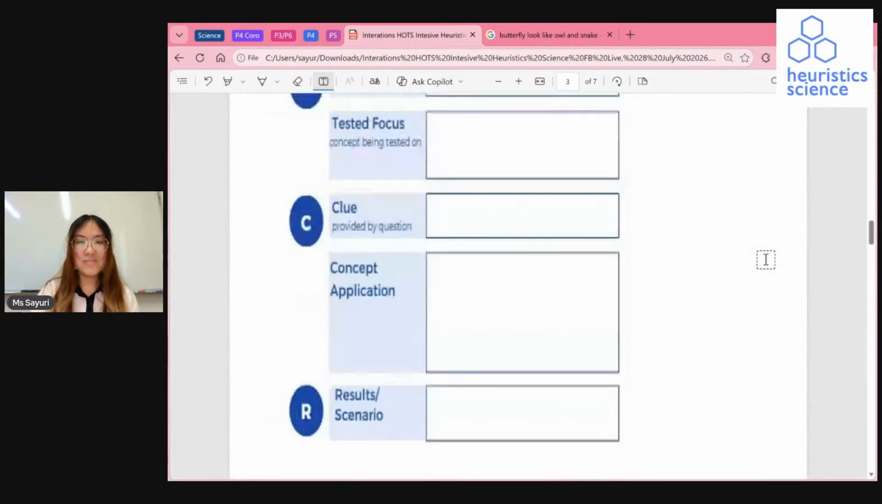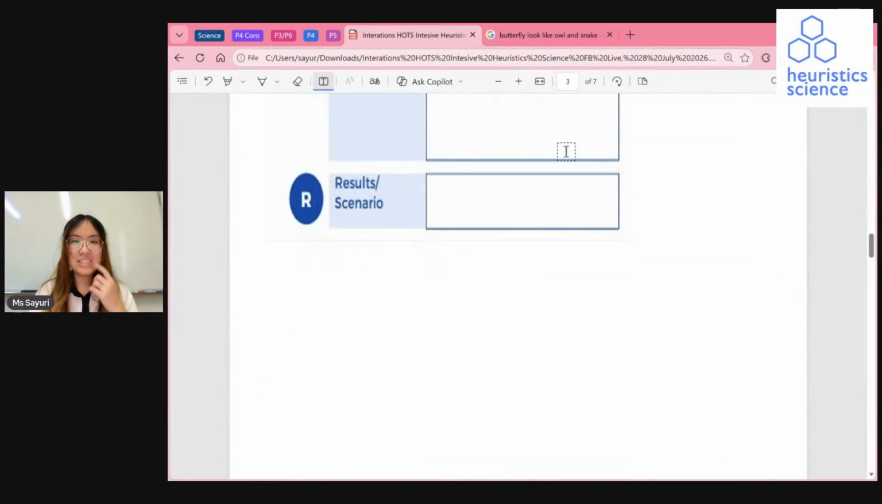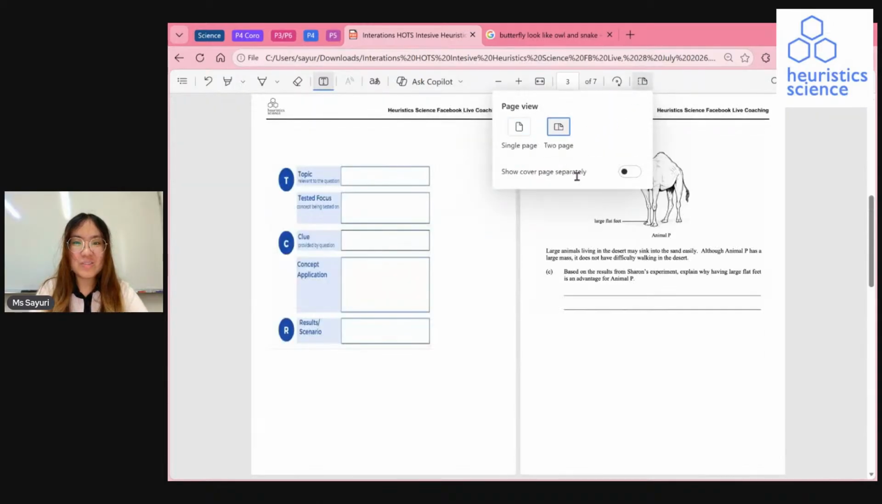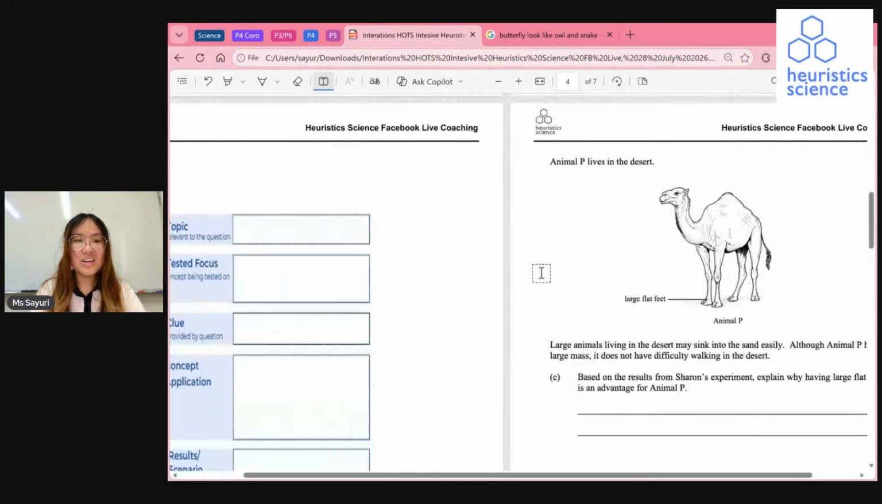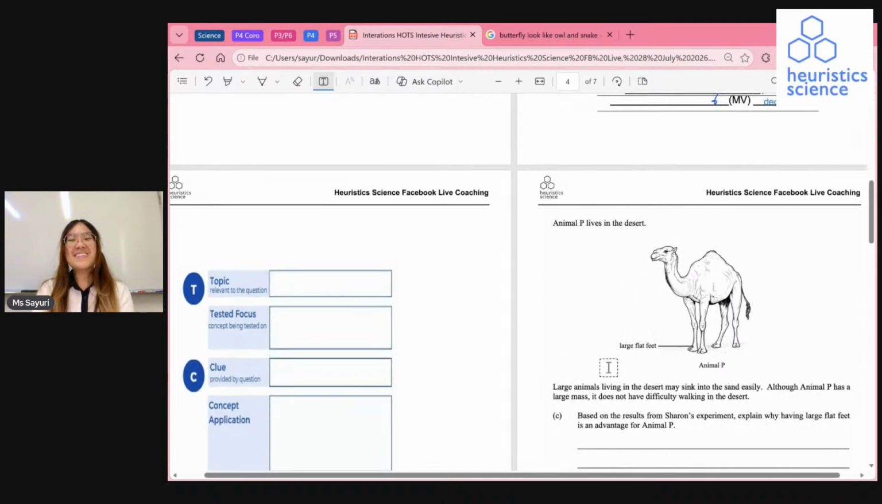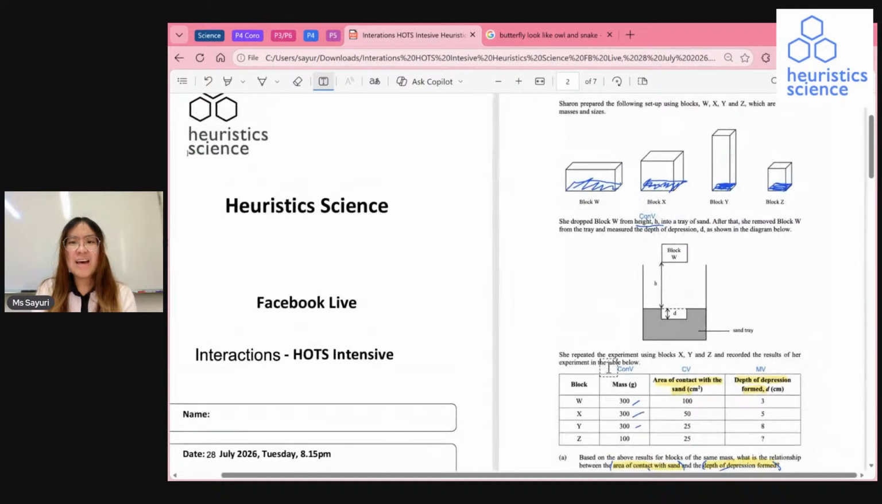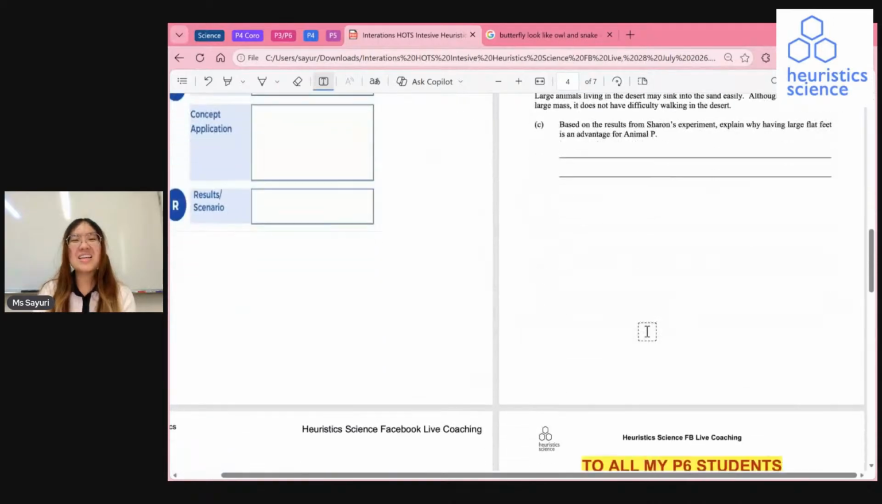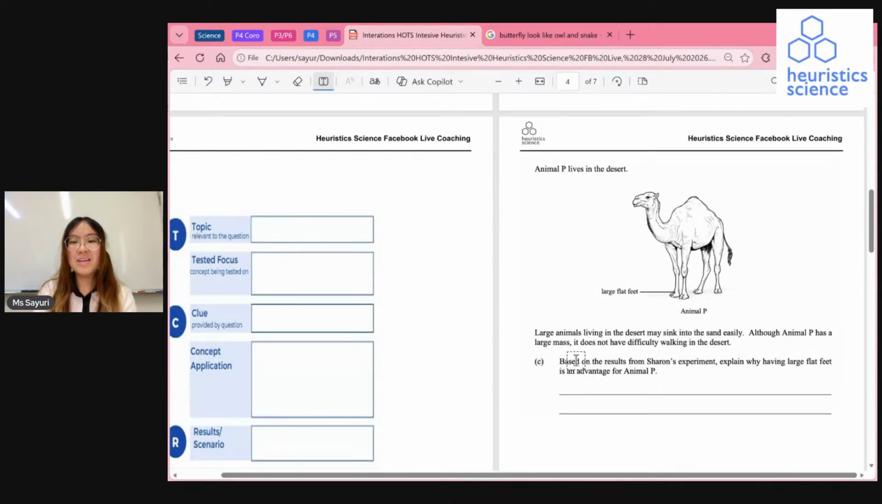Oh, you should receive a different one. I already swapped this TCR, so give me a moment. So it's actually like this. Okay, so over here, large animals found in the desert may sink into the sand easily. Oh, okay, that's pretty random, don't you think? At first, we were just showing you some blocks and some sand, and then suddenly in the next part, this should be part B.